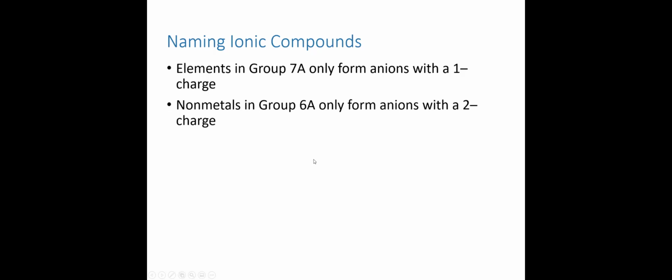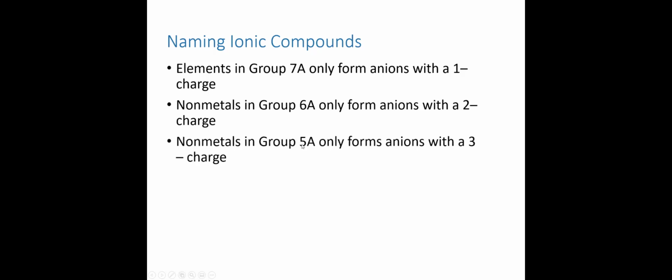Now let's look at the nonmetals. In group 7A, they only form ions with a 1- charge. Group 7A, remember, was called the halogens. So 1- is the only charge they will form. The nonmetals in group 6A, which is most of the elements in group 6A, will only make a 2- charge.